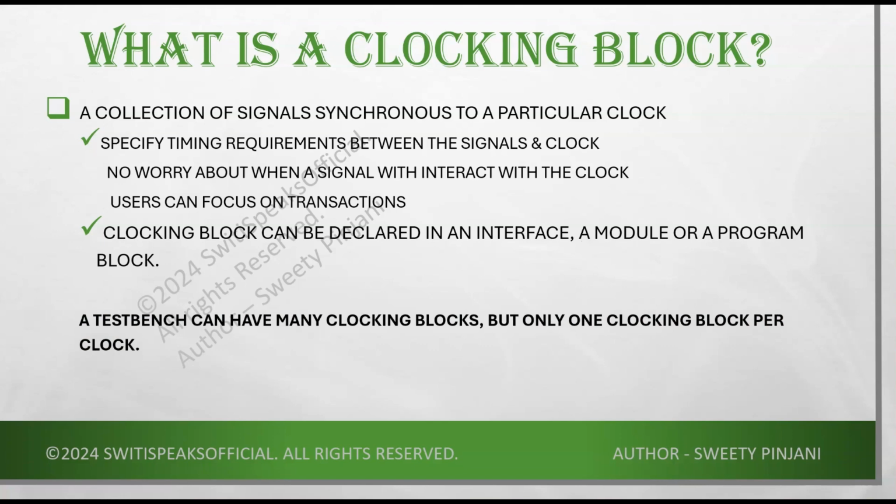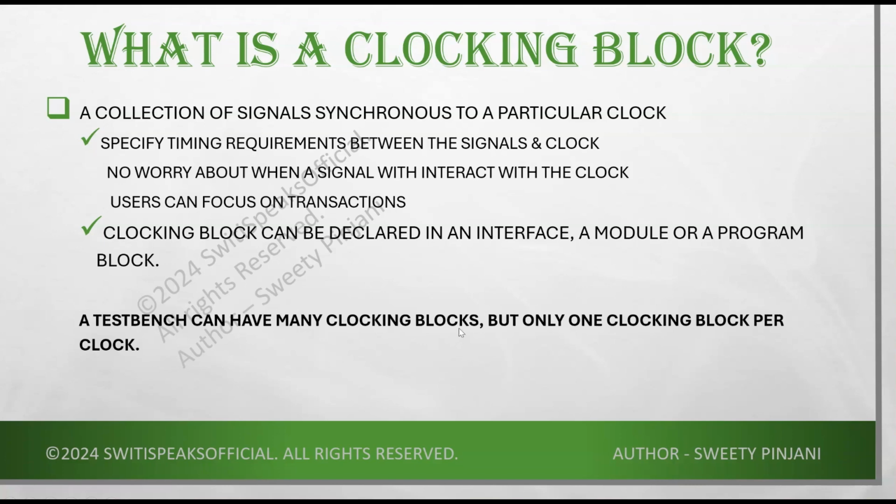A test bench can have many clocking blocks, but only one clocking block per clock. What do I mean? Say you have three clocks in your design: clock 1, clock 2, clock 3. You can have three different clocking blocks for three different clocks. But for one clock, only one clocking block will be present. Like one clocking block for clock 1, one clocking block for clock 2, one clocking block for clock 3. You can't have two clocking blocks for clock 1.